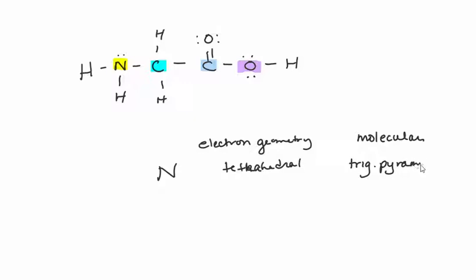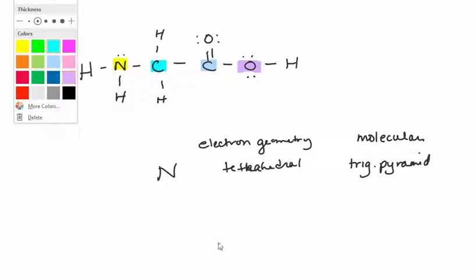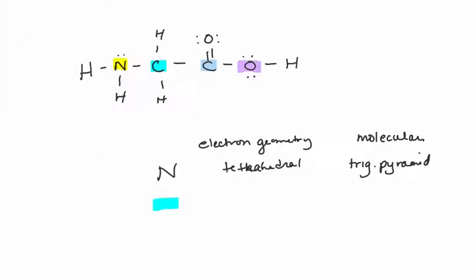Now for the first carbon, and that first carbon, I'm just going to have that be aqua. So my first carbon has 4 electron domains. There are 4 places around that atom that have electrons. So that's going to be tetrahedral as well. Now, because all 4 of those places are taken up by bonds, then the molecular geometry is the same as the electron geometry, and it's tetrahedral.